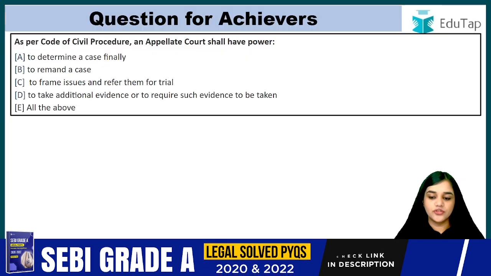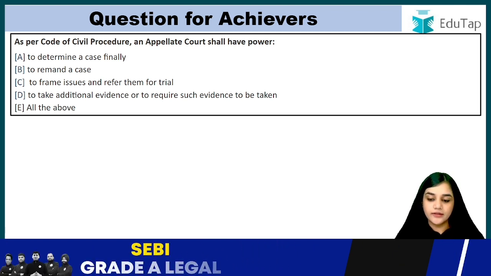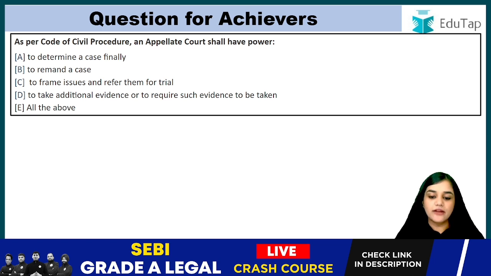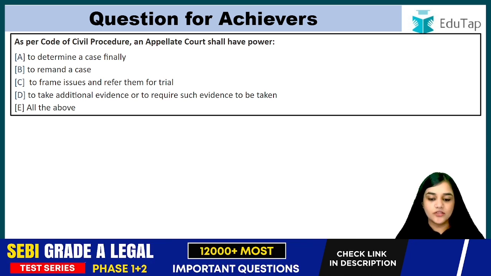Now, question for achievers. As per Code of Civil Procedure, an appellate court shall have power to determine a case finally, to remand a case, to frame issues and refer them to trial, to take additional evidence or require such evidence to be taken, or all of the above. So you have to comment the right answer below.